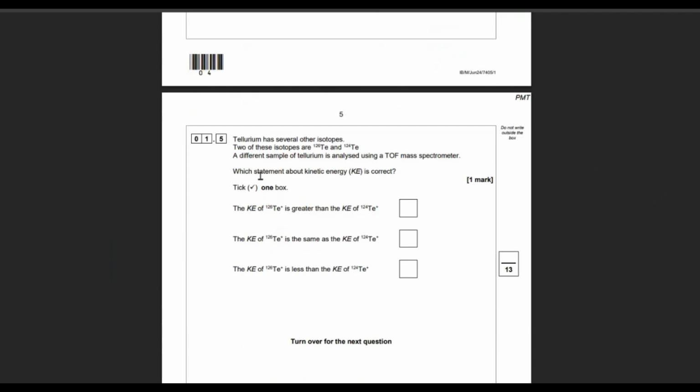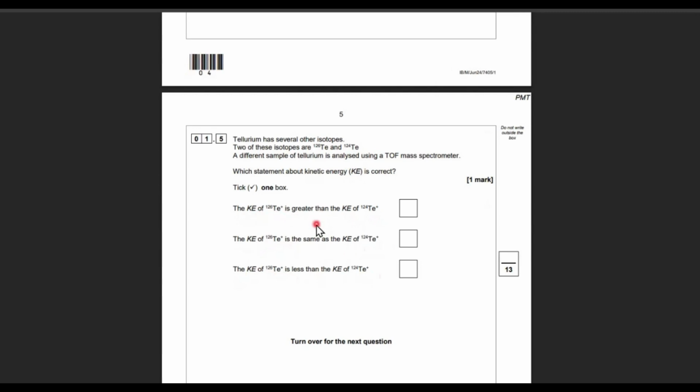And there's more questions. Tellurium has several other isotopes. Two of these isotopes are 126Te and 124Te. A different sample of tellurium is analyzed using a time-of-flight mass spectrometer. Which statement about the kinetic energy is correct? The kinetic energy of 126Te plus is greater than the kinetic energy of 124Te plus. The kinetic energy of 126Te plus is the same as the kinetic energy of 124Te plus. The kinetic energy of 126Te plus is less than the kinetic energy of 124Te plus.